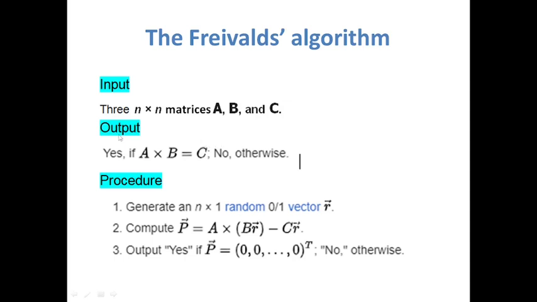The basic idea of this algorithm is that you will again have three matrices. The input will be three n cross n matrices: matrix A, matrix B and matrix C. We'll multiply matrix A with matrix B. This is our matrix A, this is our matrix B, and the resulting matrix is C. This algorithm will verify this. The order of matrix A is n cross n, B matrix order is also n cross n, and C matrix order is also n cross n. The algorithm will output yes if A cross B equals C, and it will output no if A cross B is not equal to C.